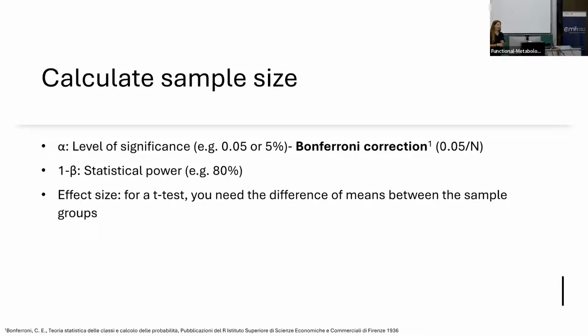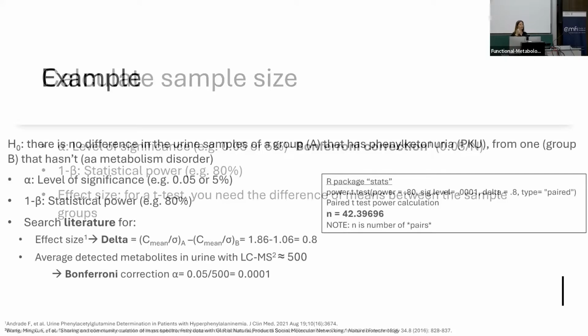Then we have the statistical power that's usually around 80%. That's pretty realistic. And then the effect size. There you have to talk to your statistician again. If you have two groups that you want to compare, you might want to do a t-test. If you have more groups, there are different statistical tests that you can perform. But for a t-test, the effect size can be represented by the difference of means between the sample groups. And I will give you an example to clear that up.